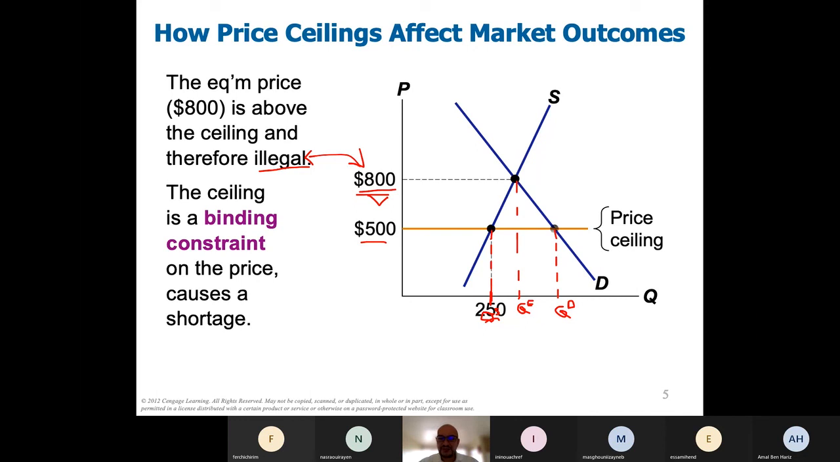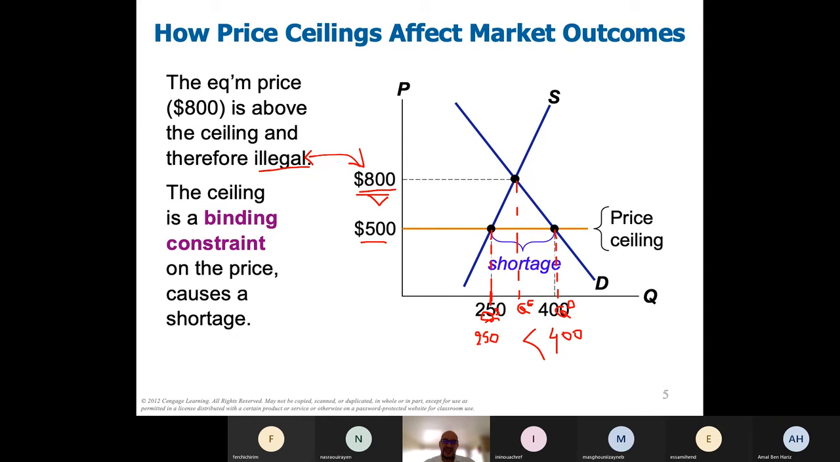So what we see here, the quantity supplied is 250 and the quantity demanded is 400. So the demand is way bigger than the supply. What happens? The demand is larger than the supply, so we say there is a shortage. You remember, shortage is when there is excessive demand. When there is excessive demand, we say there is a shortage.